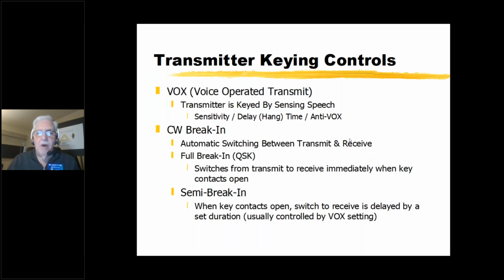CW break-in, automatic switching between transmit and receive. There's full break-in or QSK, and what happens here is it switches from transmit to receive immediately when the key contacts are open. You press down on your straight key, and immediately when you release the key, it puts your radio back into receive. Contact close, transmit, contact open, receive.